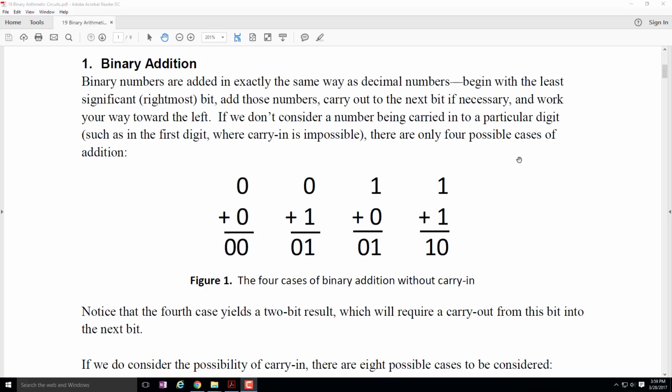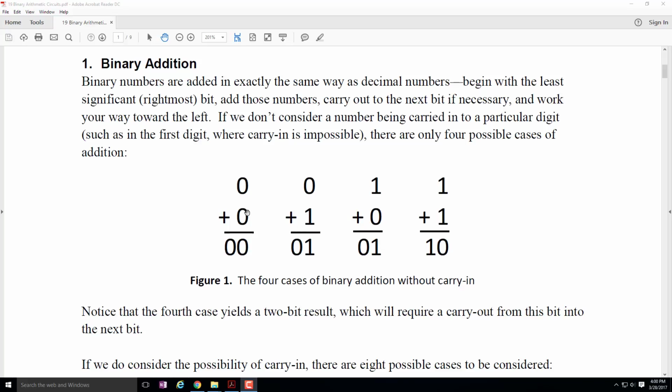So let's consider first of all the four cases of binary addition. Of course, since there are only two numbers being added, we're not allowing a carry in this example. If there are only two numbers being added, then there are only four possible combinations. And you can see here 0 plus 0 yields a 0. I'm showing a second bit here to allow the possibility of a carry out. 0 plus 1 yields a 1 with no carry out. 1 plus 0 yields a 1 with no carry out. And 1 plus 1 yields a 0 with a carry out of 1.